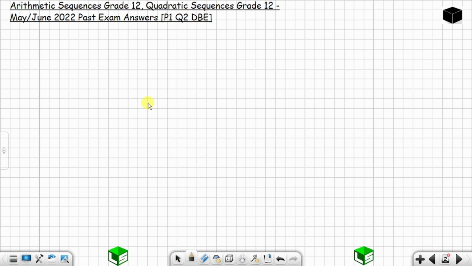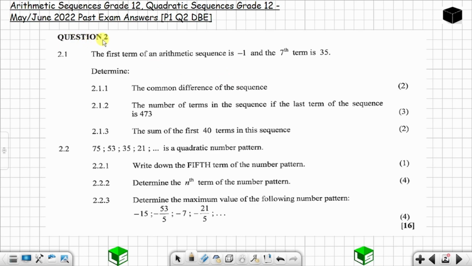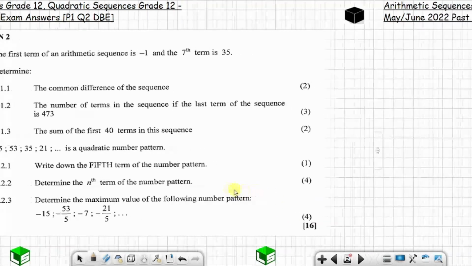In today's video, we are going to solve question 2 from DBE, and this question is from May-June 2022. This question will be covering arithmetic sequences and quadratic sequences. You can see we have 2.1 and 2.2. On 2.1, you have 3 sub-questions, and on 2.2 you have 3 sub-questions. The total is 16 marks. Let's get started on the next slides.